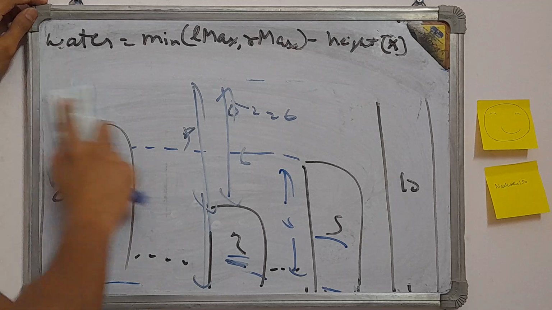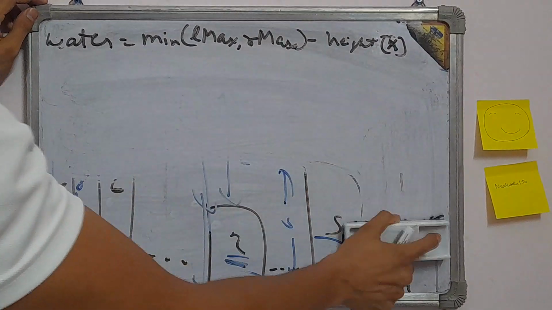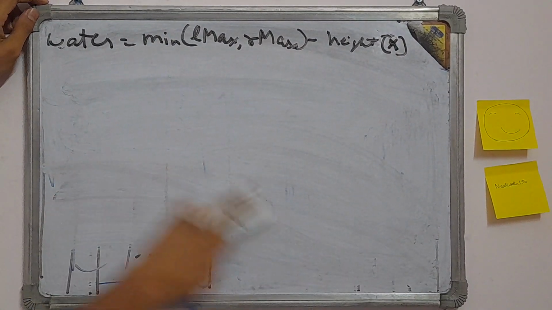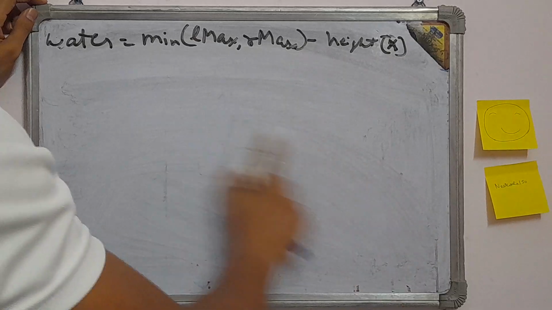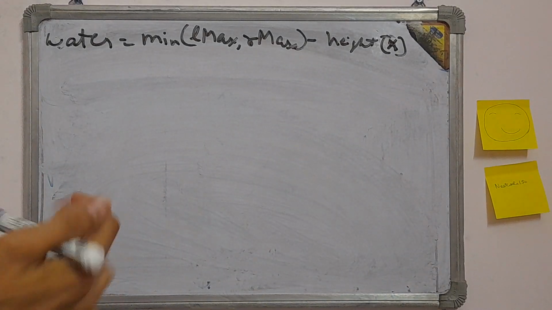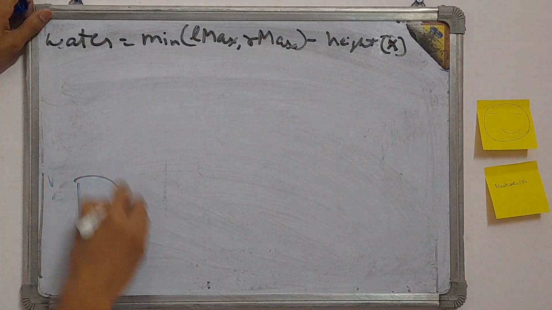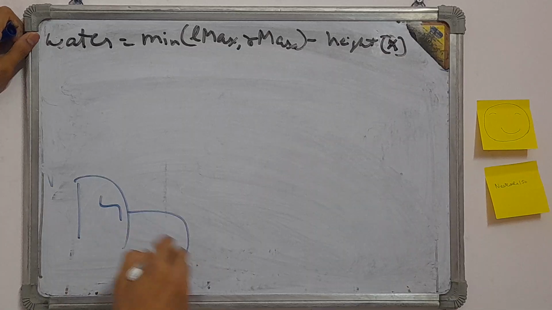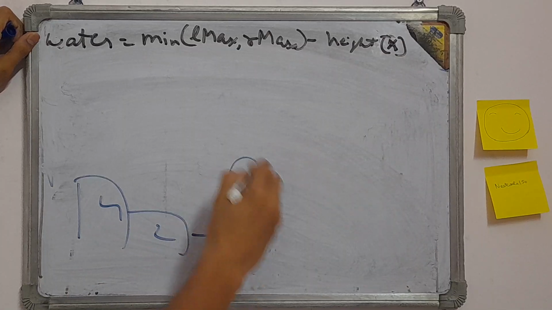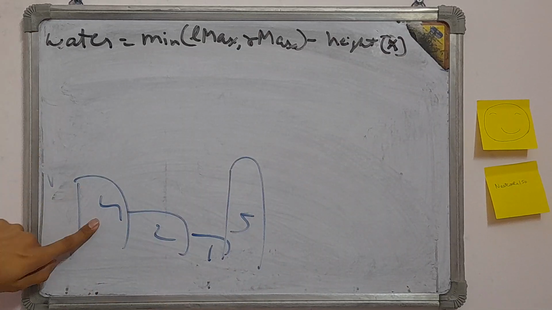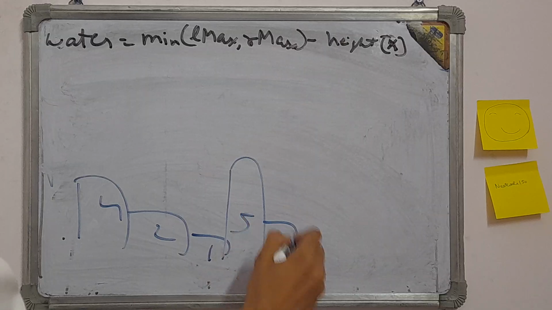Now, the question is asking the amount of water in the full array. In all the buildings, we have to tell how much water can be contained. So now let's take an example and see how we can do this. First of all, the brute force, obviously. Let's say this is the array: 4, 2, 1, and then 5. So for each point, let's say this is a small array.